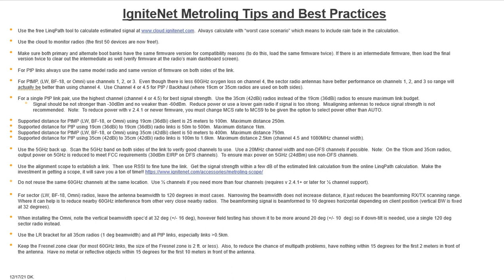Now, there's a setting on the sectors, the LW, the BF18, and the Omni for antenna beam width. This setting is not to increase distance. It actually just reduces the beamforming TX/RX scanning range, if you will, from left to right. The antenna itself is 120 degrees. The definition of antenna beam width is the negative 3 dB down point, so we're just talking about the 3 dB down point when it says 120 degrees, not the antenna's full capability. Actually, the radio's capability, the sectors, is 160 degrees.